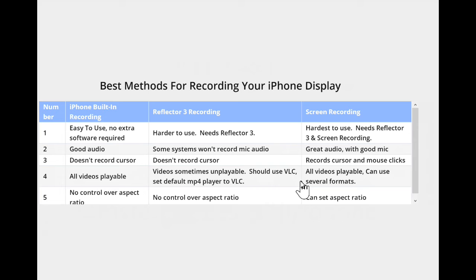All the videos pretty much that the screen recorder makes are playable, and you can make them in several formats. And you have full control over the aspect ratio. You define the size and shape of the recording area, and you can define it to get a 16:9 aspect ratio, which is the one YouTube prefers.